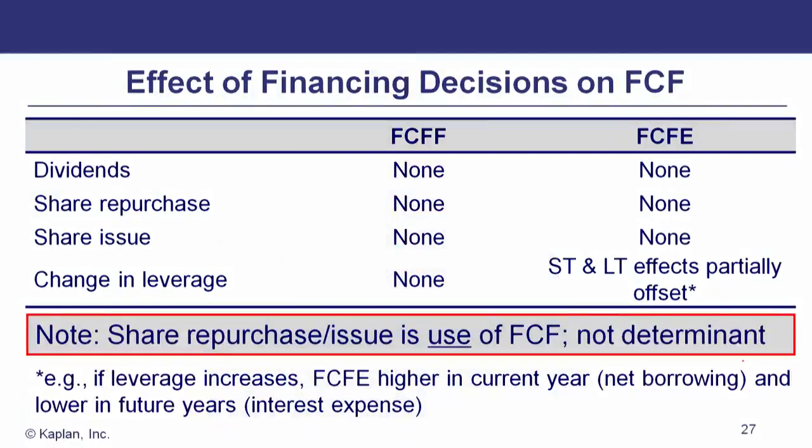Now let's look at the effect of financing decisions on free cash flows. This is an important component of the learning outcome for this reading. So what if something changes? How does it affect your free cash flows? Now remember, when you're looking at FCFF, it is the household which has two members, debt providers and equity providers. And when you're looking at FCFE, you're looking at only the perspective of equity investors.